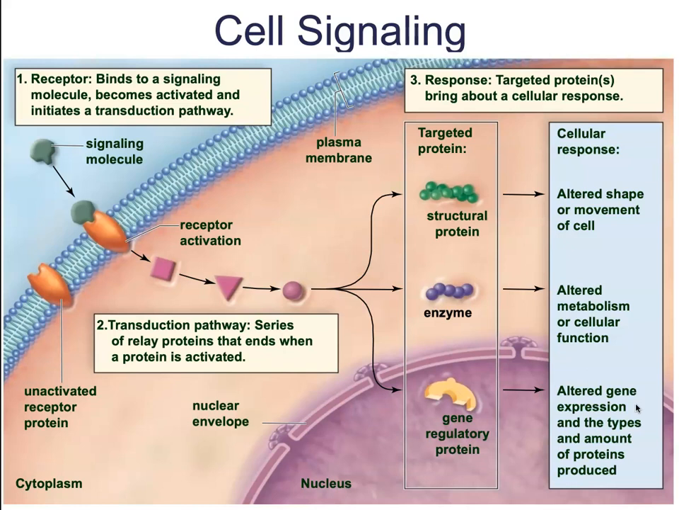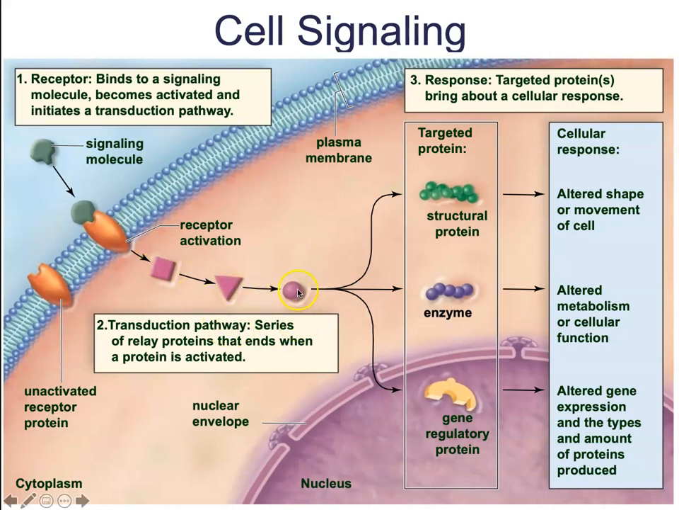Here's a little bit of how that cell signaling works. Here we'll have a signaling molecule that binds to the receptor. Now this signaling molecule does not get transported across the membrane. We're not trying to get that signaling molecule inside. We are just ringing the doorbell. We are going to activate the receptor on this side, which is going to start off a transduction pathway. It's just going to be a series of relay proteins that end when the protein is activated. So we're just carrying the message along like a telegraph.